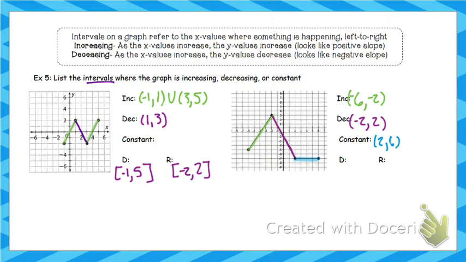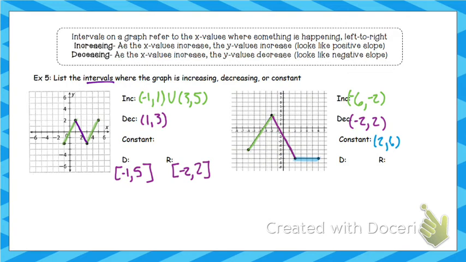Now, with parentheses and brackets on these increasing and decreasing intervals, you can go ahead and use parentheses for all of them in this class. The parentheses and the brackets are going to be more important for domain and range. There are 2 different definitions you can use, and depending on what class you're in, it may look a little different. So don't stress about parentheses versus bracket for increasing and decreasing. Make sure you focus on it for domain and range.